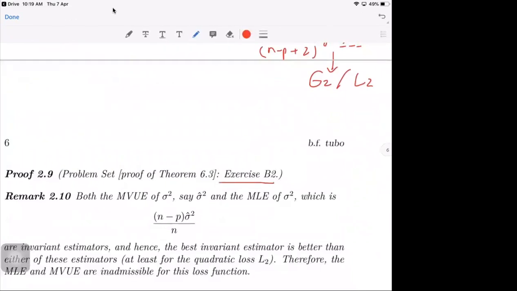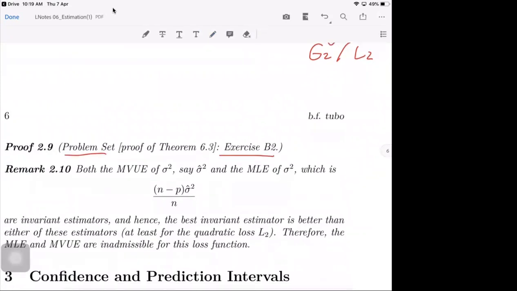And actually, the proof of that is exercise B2. You can have it as an exercise to solve, but I will not give it anymore because you will study for chapter 3. Please do well in chapter 3.